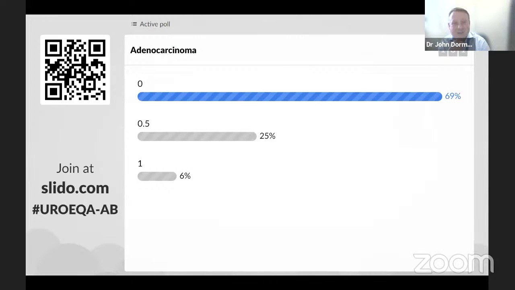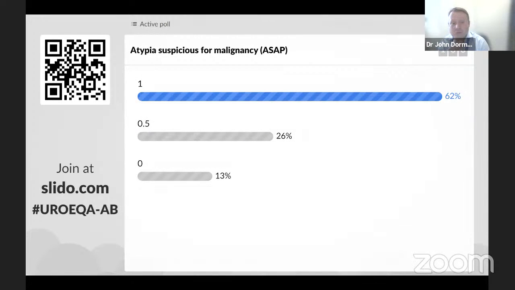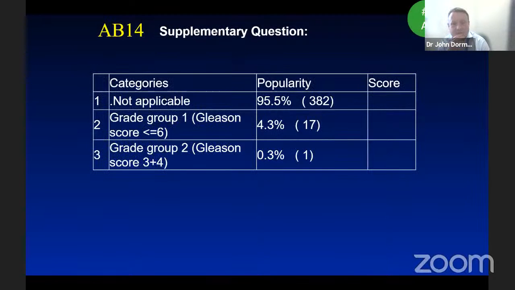Okay. Adenocarcinoma gets 0, benign gets 0, ASAP gets 1, which makes sense because they're combined. They have to be combined. Yeah, adenocarcinoma with atypical intraductal gets 0, intraductal gets 0. Great. For the supplementary question, obviously we haven't called it outright adenocarcinoma, so most people went for not applicable. Some people thought they would have scored it at least grade group 6, and then a 3+4.